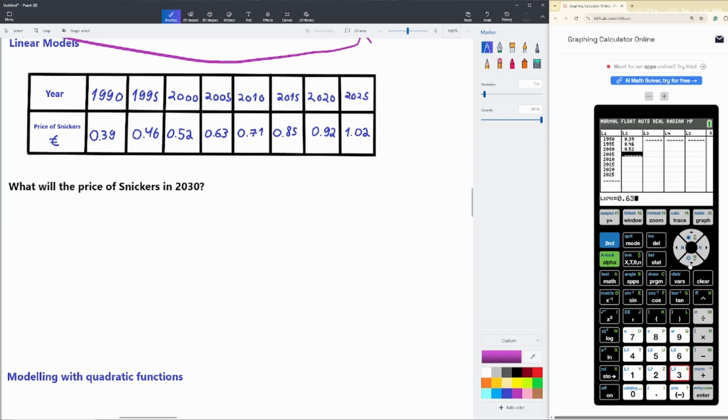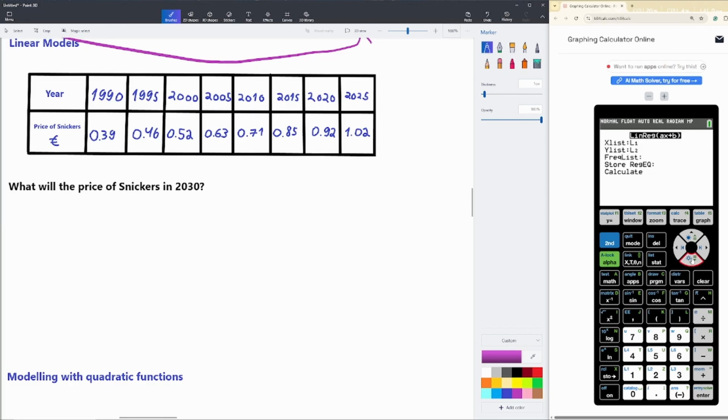The prices are 63, 71, 85, 92, and 102. So now you most likely have entered all of your stats. Then you go to stat, then to calc, and then to linreg. Your X list is all the X values that you have, so your X values are L1, which is list one. Your Y values are L2.